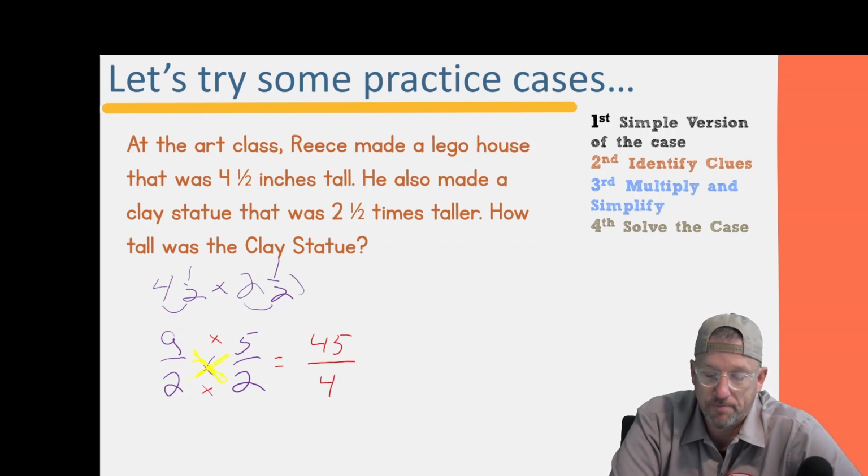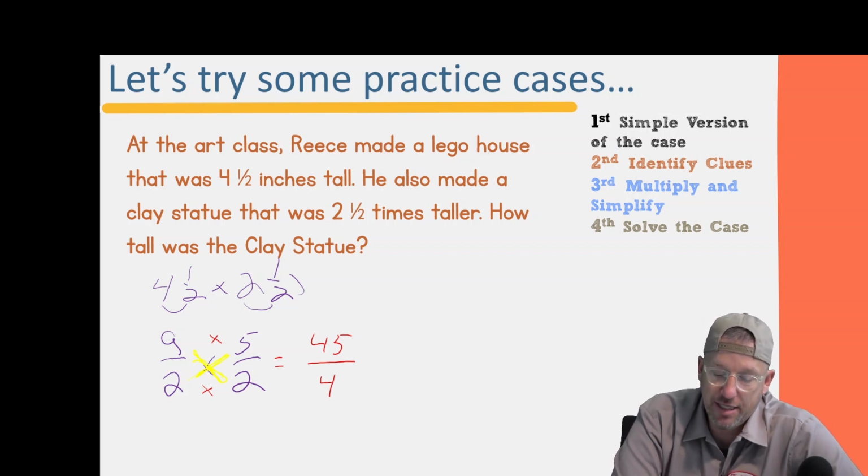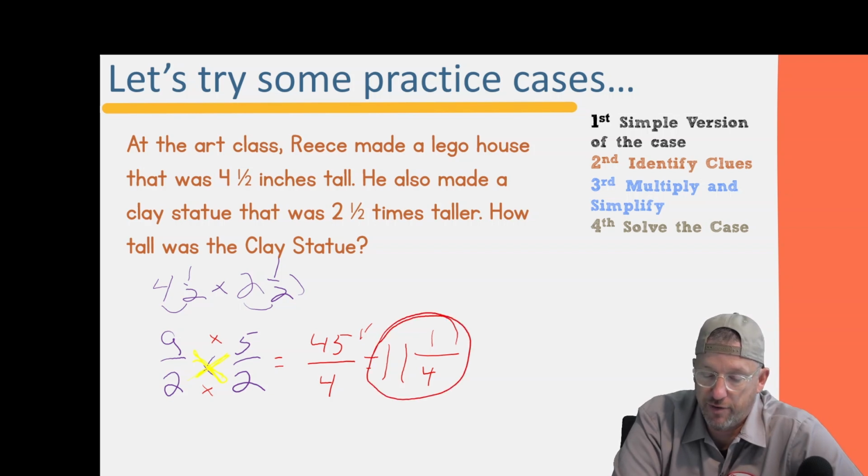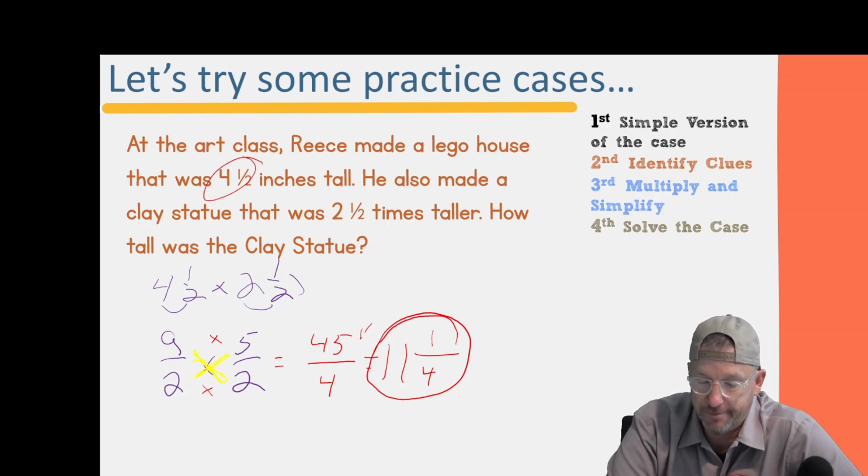That equals 4. And now we're going to figure out how tall it is by turning it into a mixed number. How many times will 4 go into 45? Well, 4 groups of 10 will give me 40. If I add another 4, 4 groups of 11 gives me 44. So 11 groups of 4 gives me 44, which means I have a numerator of 1 left, and I keep my denominator. So how tall is Reese's new clay statue? It's 11 1/4 inches tall because that's 2.5 times taller than that.